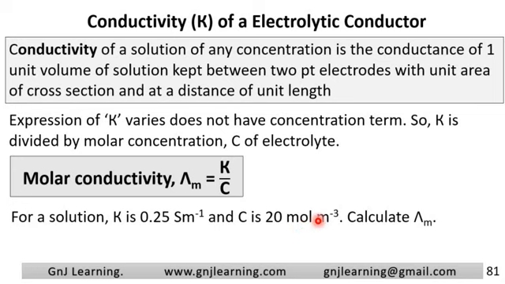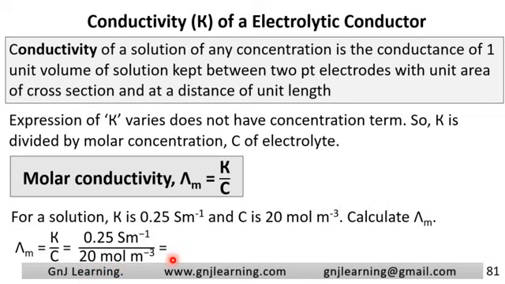And for that unit volume, what is the conductivity? Conductivity is 0.25 Siemens meter to the power minus 1. So this is the meaning of both these terms. What is lambda m? By the formula that we have learned, lambda m is equal to K by C, that is conductivity divided by 20 mole per meter cube. What does this mean? I have conductivity of unit volume, and in that unit volume there is 20 mole.